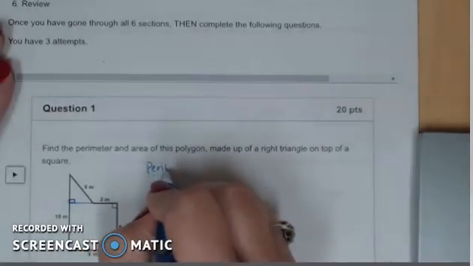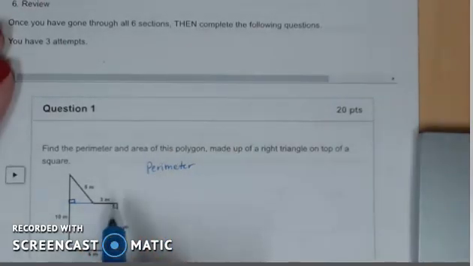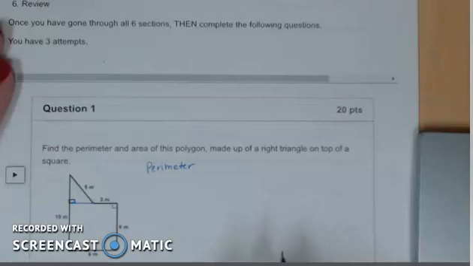When you're dealing with perimeter, you are looking for the outside, adding up all the sides. A lot of times they'll compare that to putting fencing around a certain piece of land. How much fencing would you need? So what we're going to do is figure out all our different pieces here. I'm going to go through and label these.